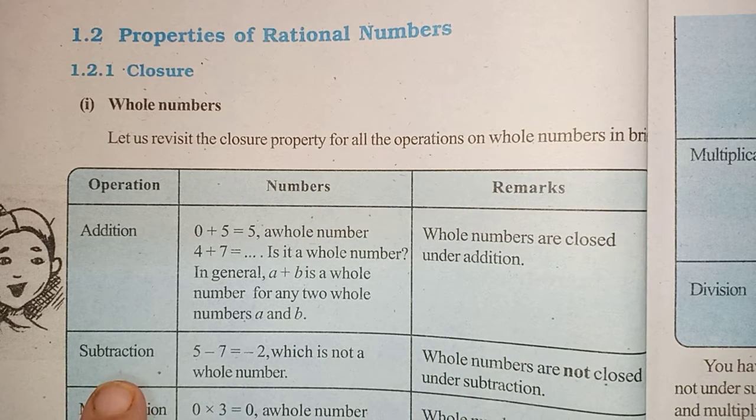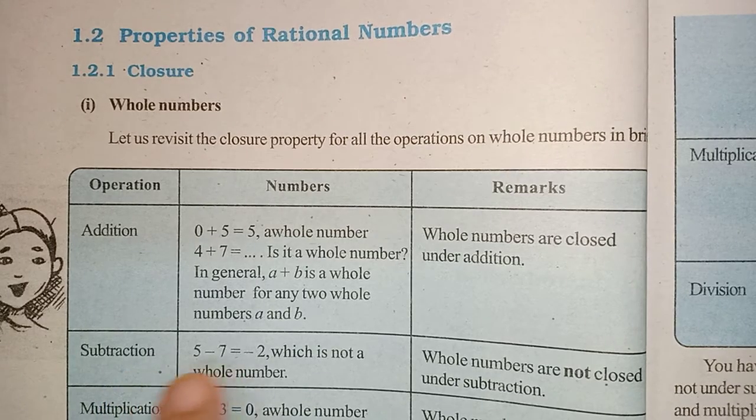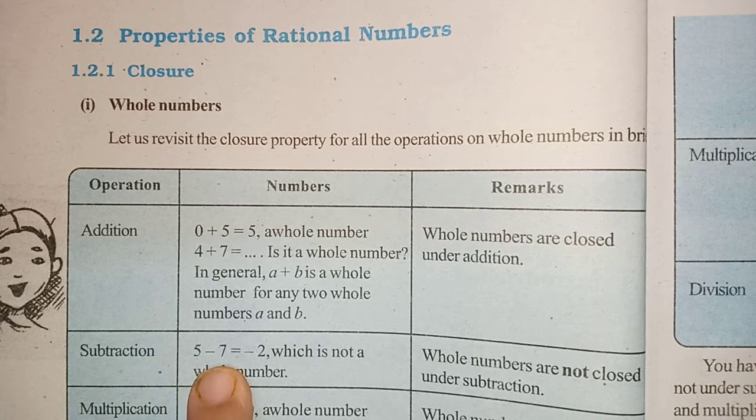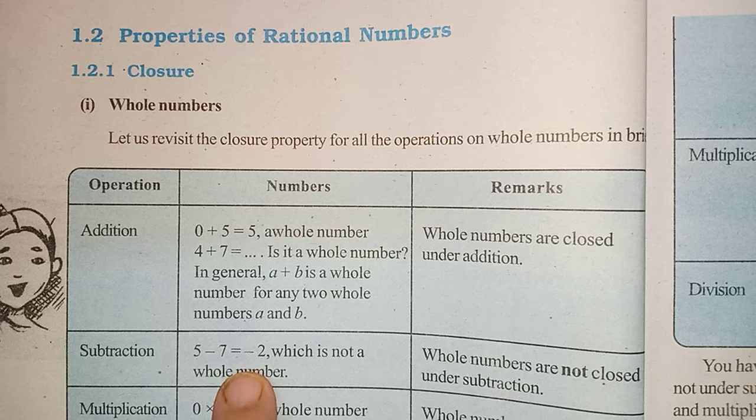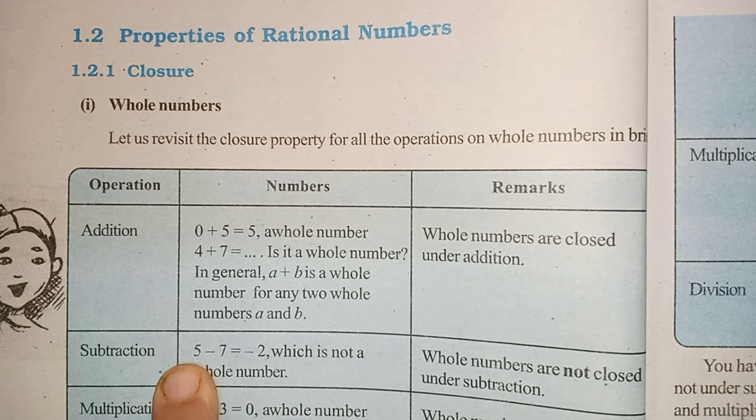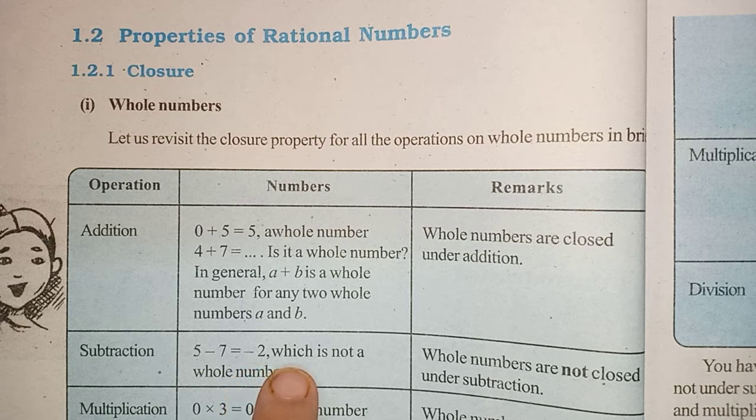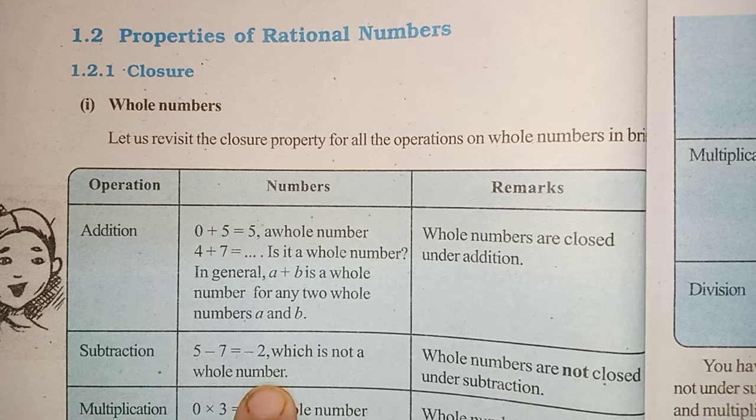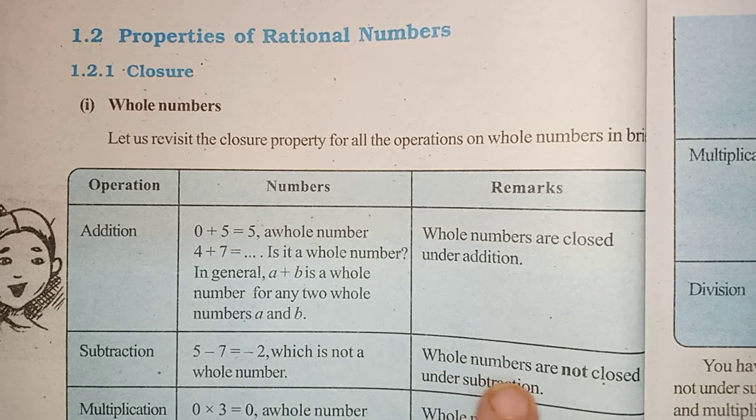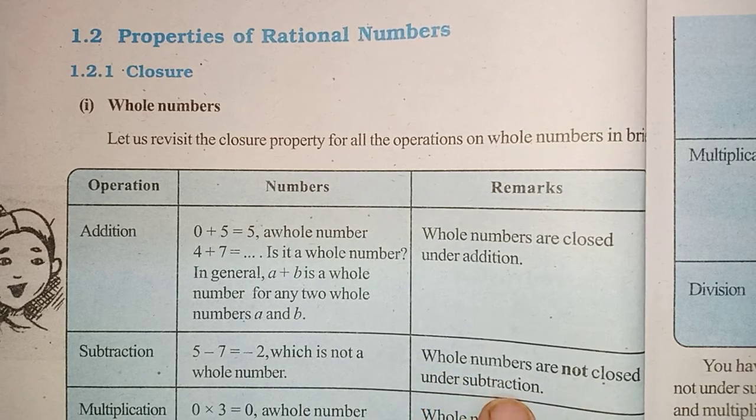Now let's see the next operation, subtraction. 5 minus 7. We got the answer minus 2 because one number is positive, the other number is negative. So we have to do the subtraction. So that's why we got 2 and we have to give the sign of the bigger number. So 7 is the bigger number, it has the minus sign. So the answer is minus 2, which is not a whole number. So whole numbers are not closed under subtraction.